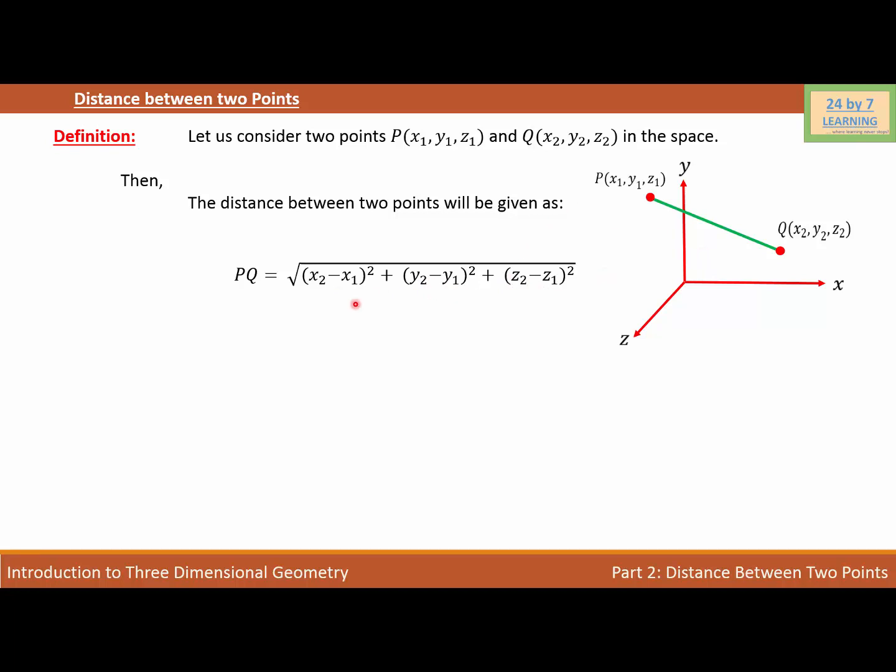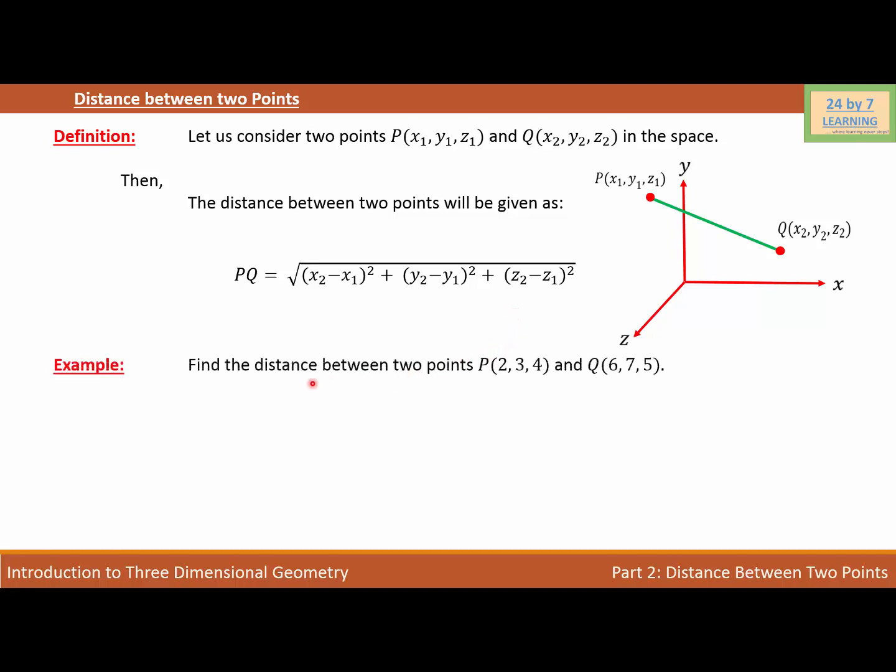Q. And this distance formula is exactly the same way as we have done in two-dimensional geometry. The only difference is that in two-dimensional geometry we did not consider the z-axis. But in this formula we are considering the z-coordinate of the point as well. Now let's consider an example to find the distance between 2 points.